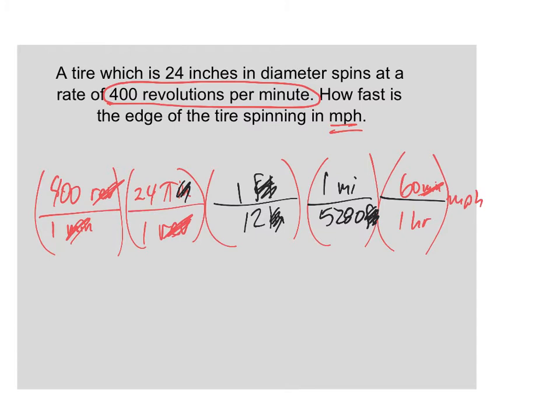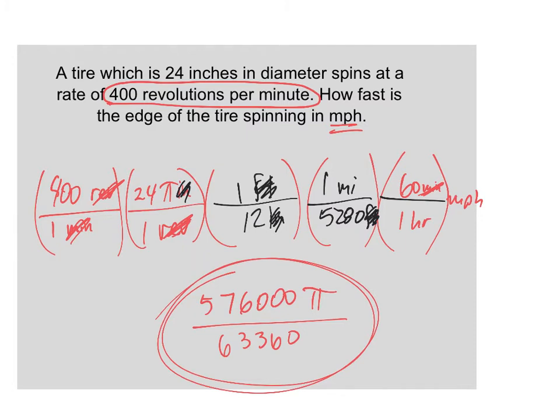That will freeze some people up. They'll be like, I don't know what you mean. Let's see if Hannah Rindles knows what to do. Well, if it's an exact form, then you have to leave the pi in there. Very good. So you have to multiply 400 times 24 times 60 pi, but leave the pi in there, over 12 times 5,280. All right. 576,000 pi over 63,360. That's mildly annoying, but it is correct.